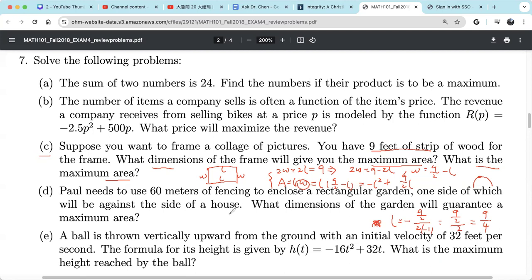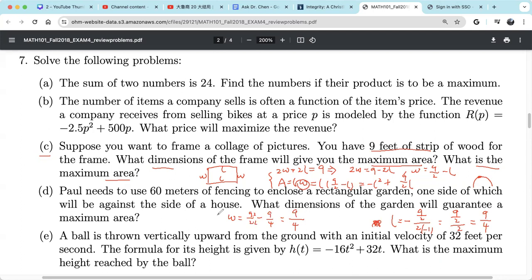Then W equals 9 over 2 minus L. L is 9 over 4. Multiply by 2, multiply by 2, so we get a common denominator of 4. 2 times 9 is 18, 18 minus 9 is 9. So in this case, actually it's a square, right? Because the length and the width are the same.